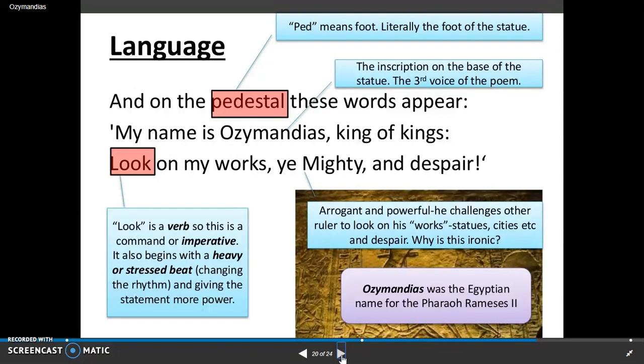So, another bit of language, guys. Pedestal means foot, literally the foot of the statue. Ozymandias, the inscription on the statue, is the third voice of the poem. Look. Look is a verb, so this is a command or imperative. It also brings a heavy or stressed beat, changing the rhythm and giving the statement more power. Mighty shows he is arrogant and powerful. He challenges other rulers to look on his works, statues, cities, and so on. Despair. Why is this ironic? And Ozymandias was the Egyptian name for the Pharaoh Ramses II.